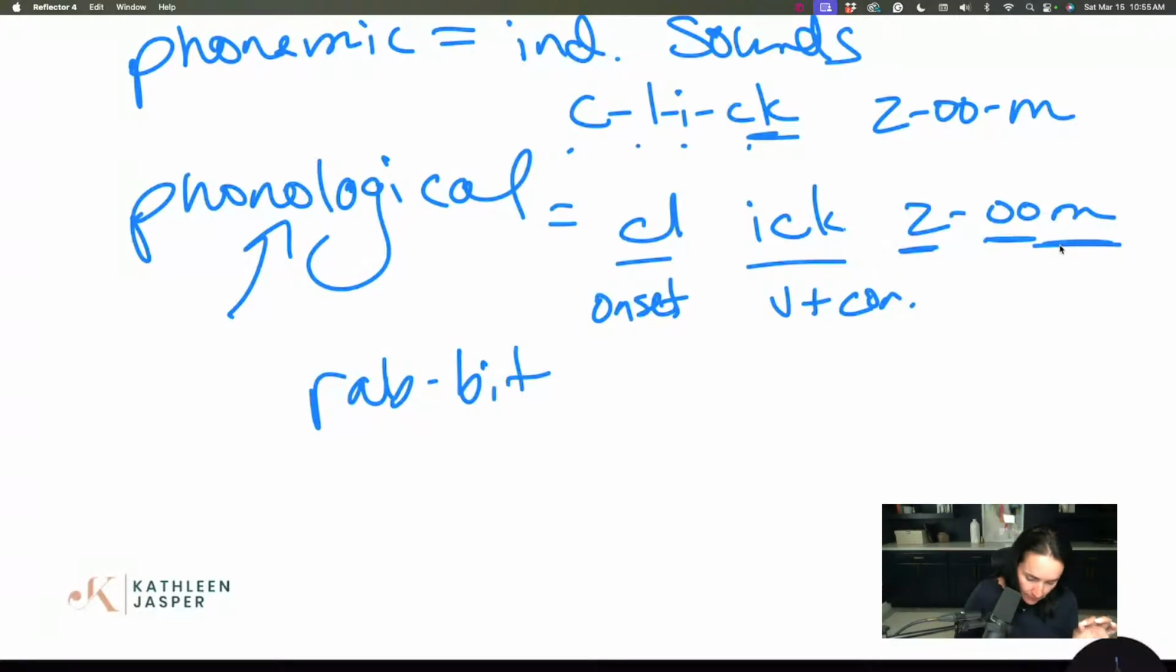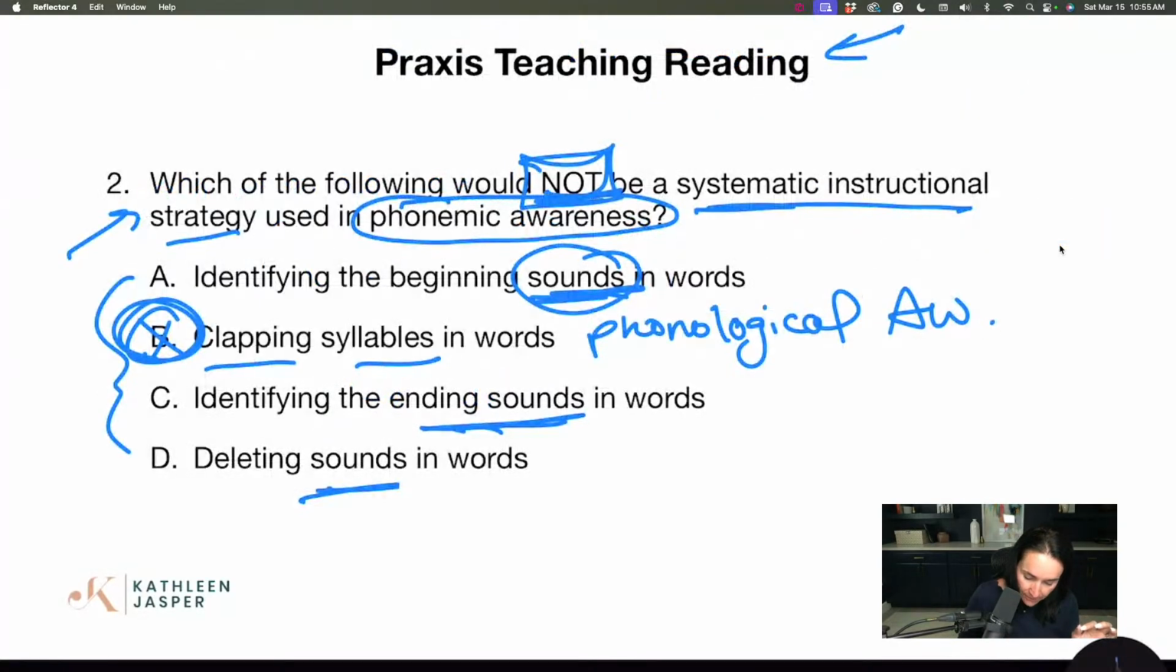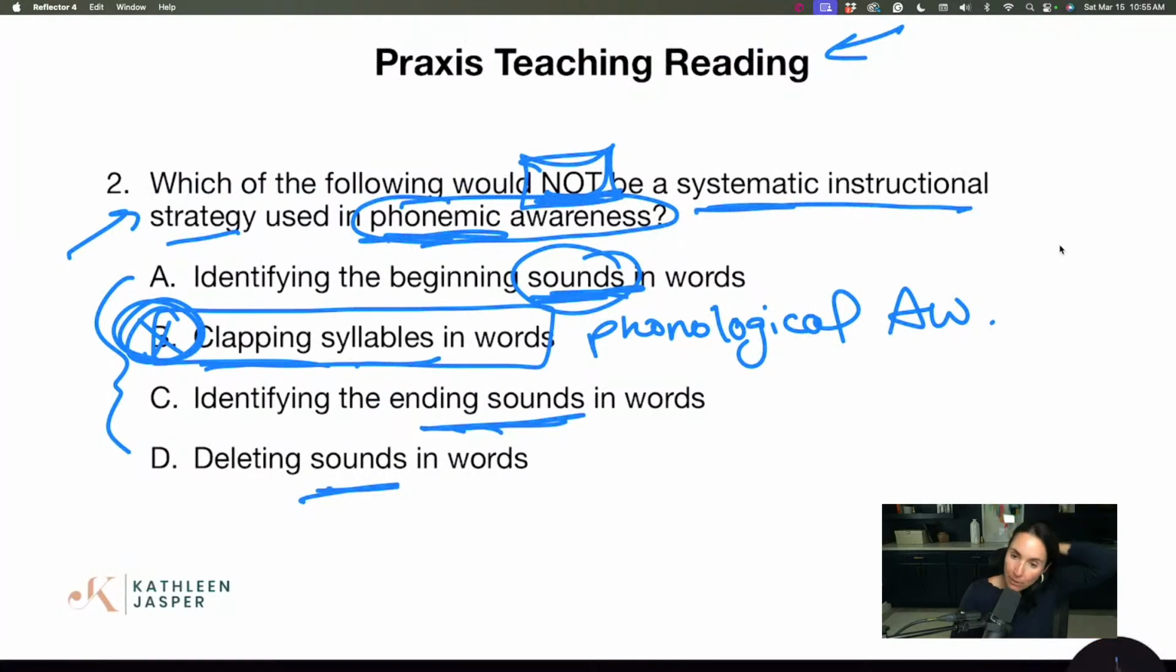So if we're looking at this question here, it says, which one would not be systematic in phonemic awareness? It would be clapping syllables, because that's bigger sounds in words. And the rest of these, identifying beginning sounds, identifying ending sounds, and deleting sounds, those could all be phonemic awareness.